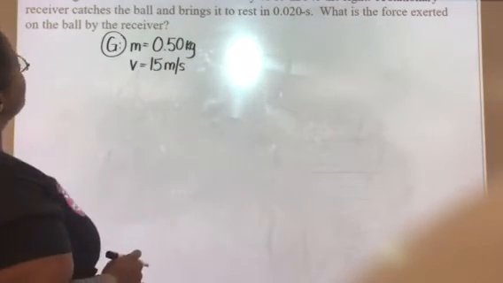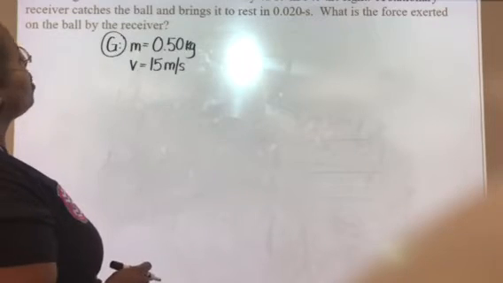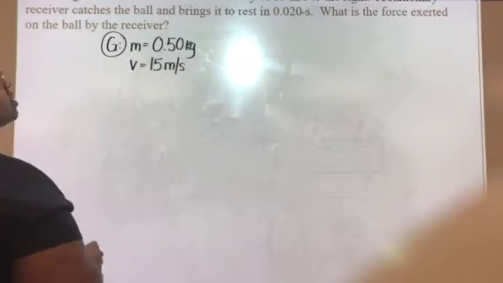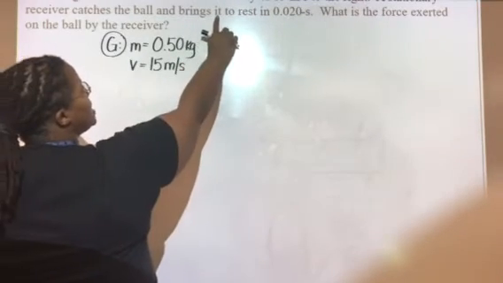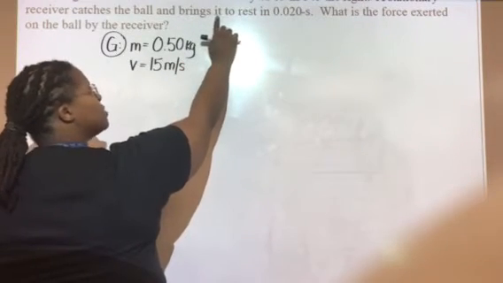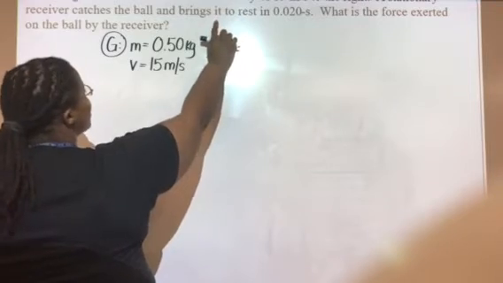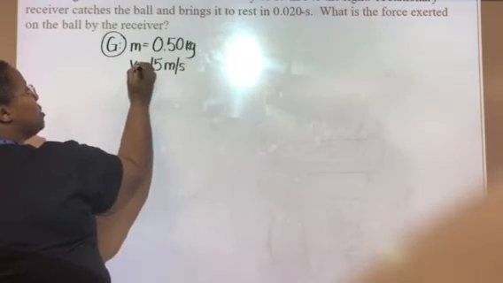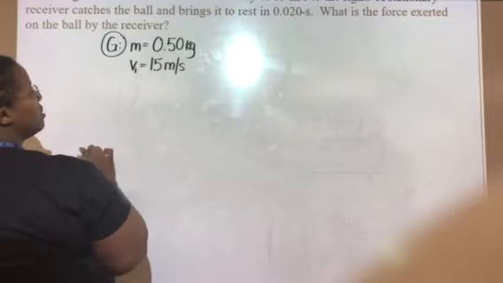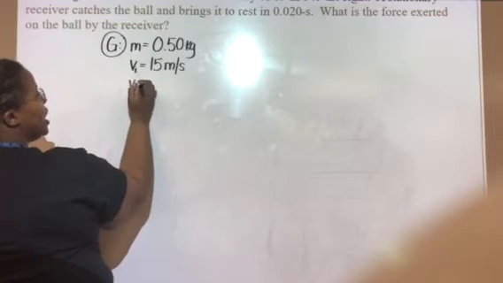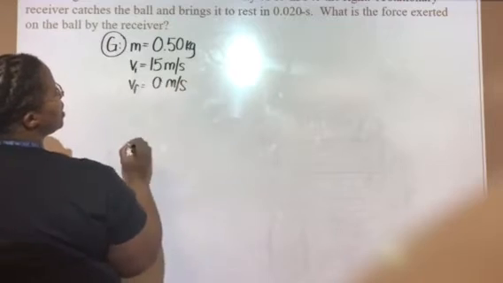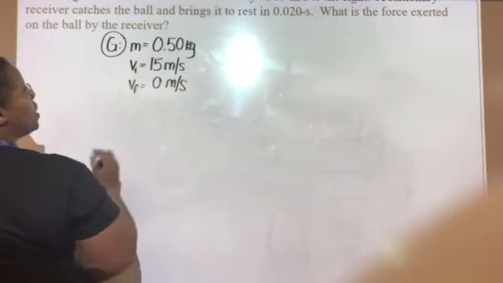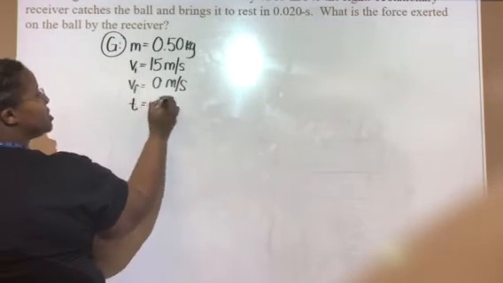A stationary receiver catches the ball and brings it to rest in 0.20 seconds. Brings it to rest. What is my it? I think that's going to be your ball. So 15 meters per second is my initial velocity, and the final velocity is 0 meters per second. It took 0.2 seconds, which is time.